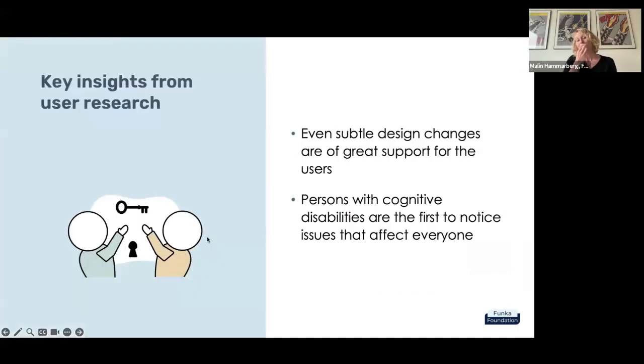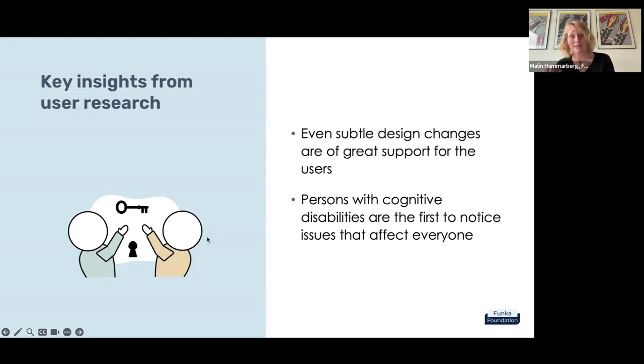So from our research, we discovered two key insights that are crucial for designing more accessible digital experiences. First, even subtle design changes, such as simplified content, can significantly improve the user experience. And really small adjustments go a very long way in reducing cognitive load, making it easier for all users to complete tasks.